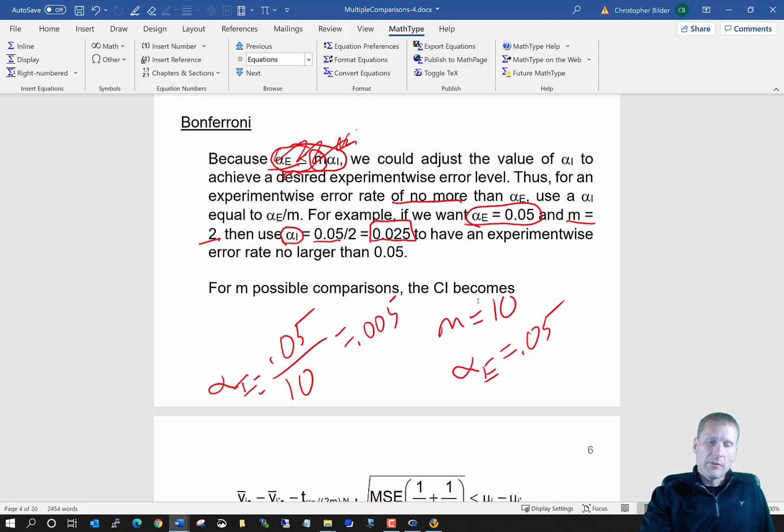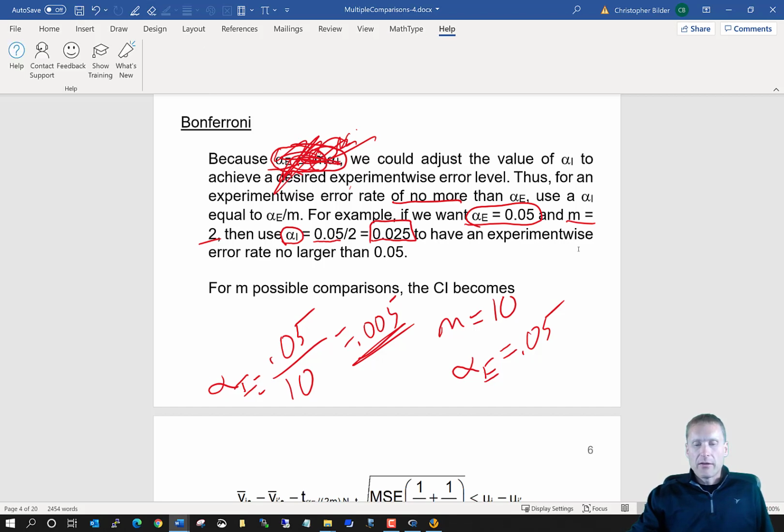It's all based upon, if you remember what was there before, I had written that inequality. If you look at the notes, you could see that inequality. And because of that inequality there, that's why we can use this now 0.005. That's what we would use everywhere where we saw alpha sub I before in the Fisher's protected LSD procedure.